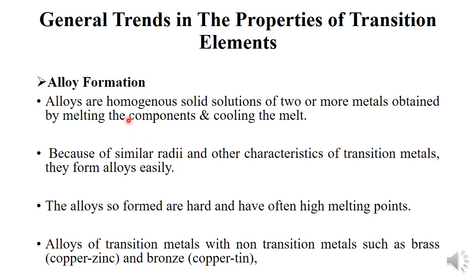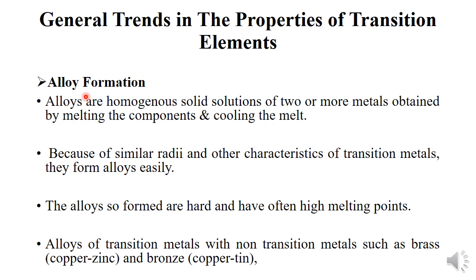So our next property is alloy formation. Alloys are homogeneous, मतलब same, solid solutions of two or more metals obtained by melting the components of two or more metals and cooling the melt. Clear? कि दो से ज्यादा metals के components को हम melt कर लेंगे, फिर उस melt को cool करेंगे. That will become the homogeneous mixture of two or more metals, which is known as alloys.